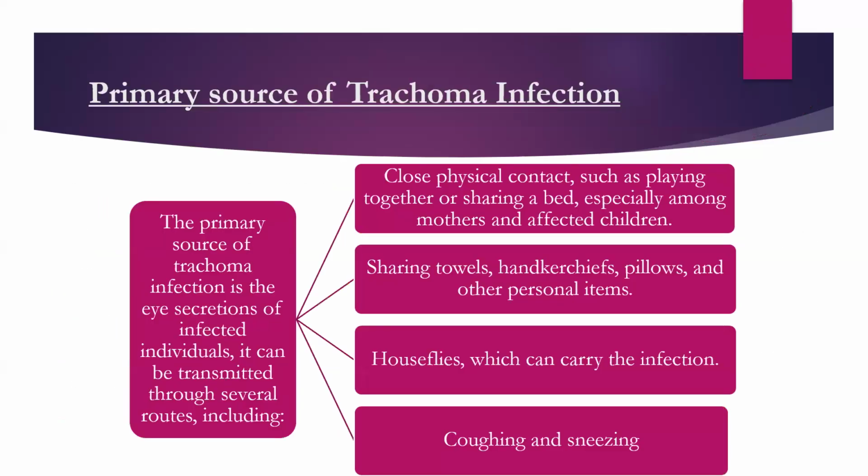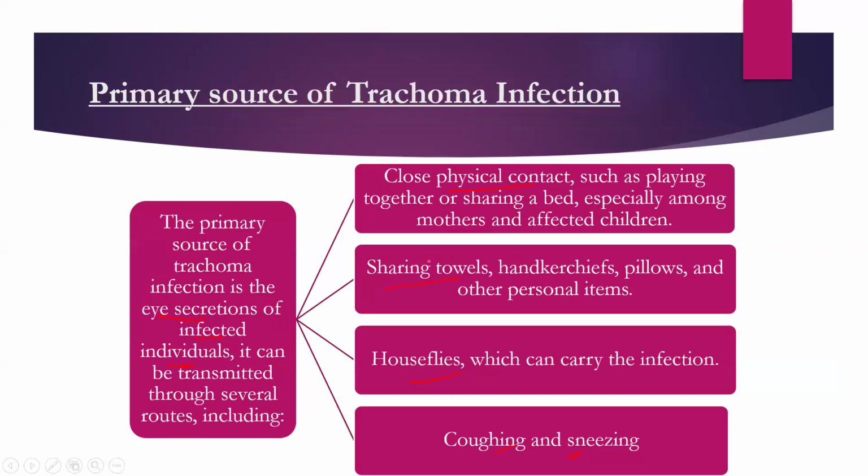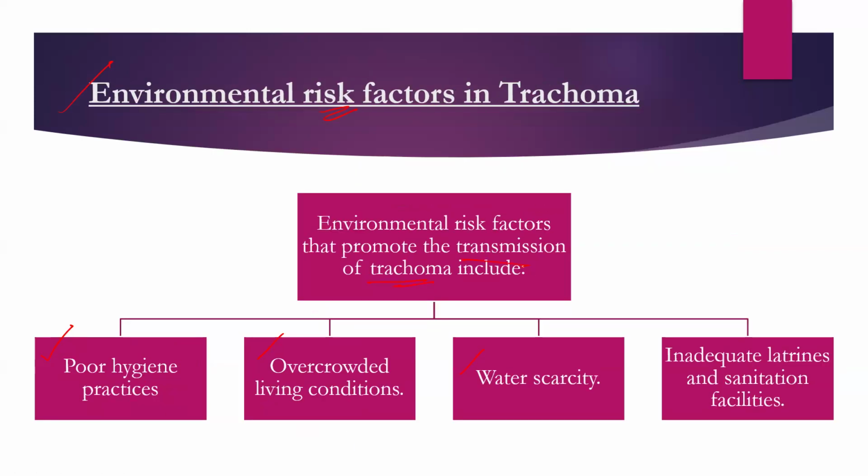Right. Now, what are the primary causes of spread of this infection? That is also important because 10 years back, 15 years back, this kind of question was very common: the mode of transmission of a disease. So you have to prepare along those lines also. The primary cause of trachoma infection is eye secretion of infected individuals. How does it happen? Close physical contact, sharing towels, house flies, coughing or sneezing. That is the primary source. But at the same time, there are certain environmental risk factors also: poor hygiene, overcrowded living conditions, water scarcity, and inadequate latrines or sanitation facilities. These also promote transmission of trachoma. So both the primary factor and environmental factors are very important from your prelims standpoint.